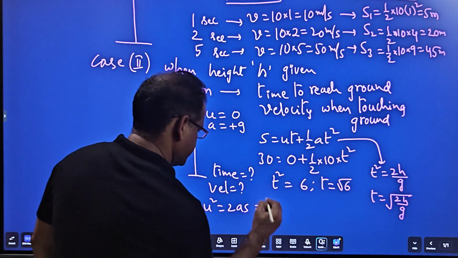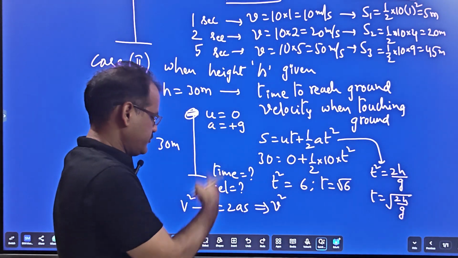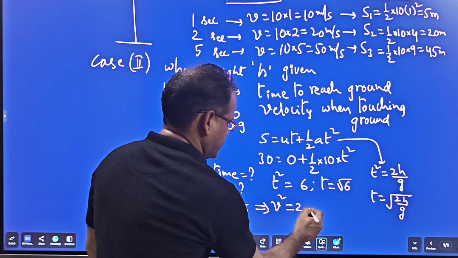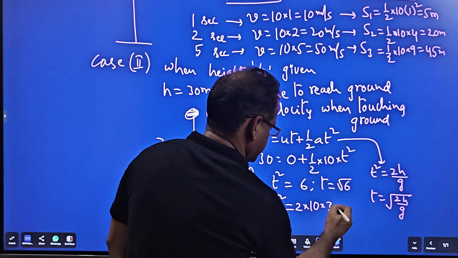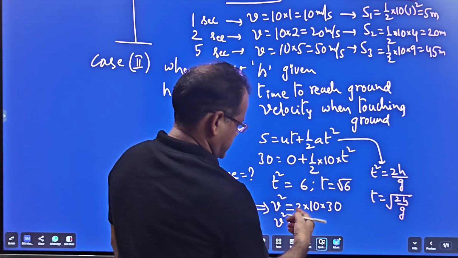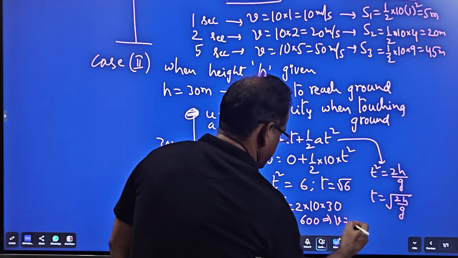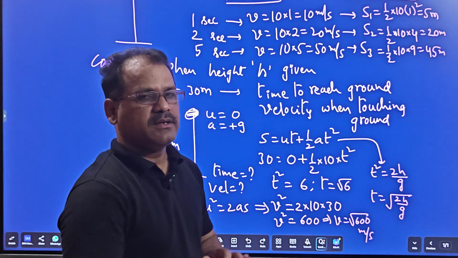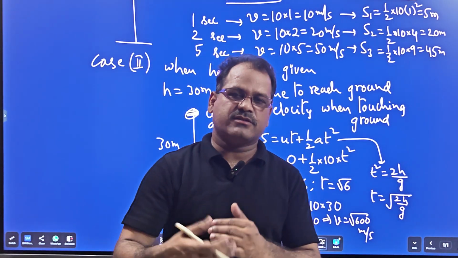From this equation, v square we need. Since it is a dropped case, u value is 0, so v square is equal to 2as: 2 into g value 10, into s, the height given, 30 meters. So v square we are getting 600, and from that v value is root over 600 meter per second. Like that, in motion under gravity we are getting two basic different cases. Let us discuss some more situations.